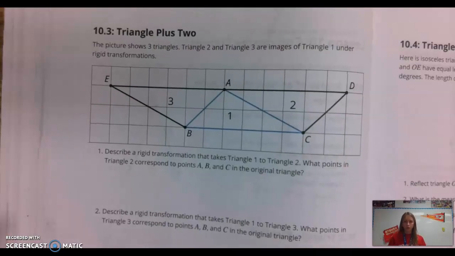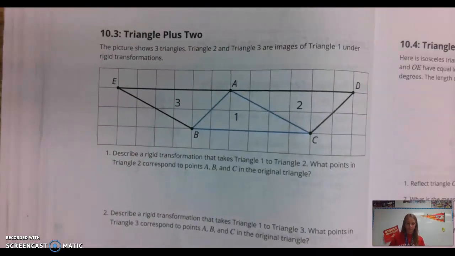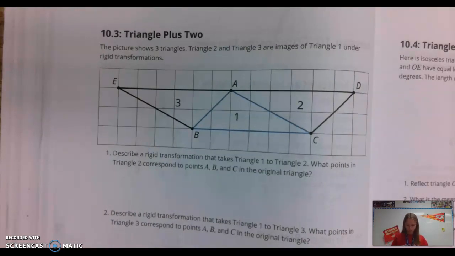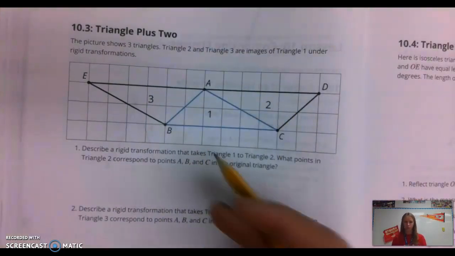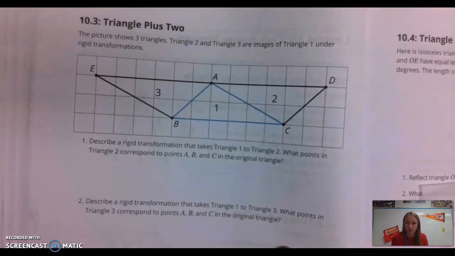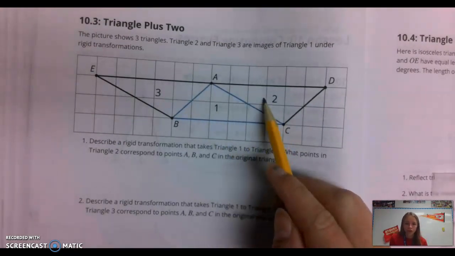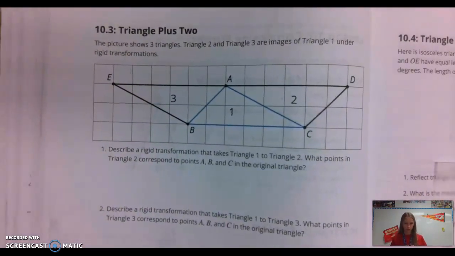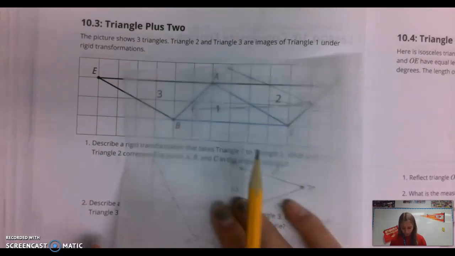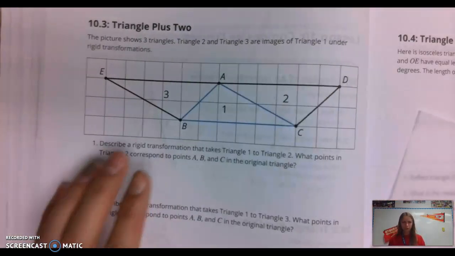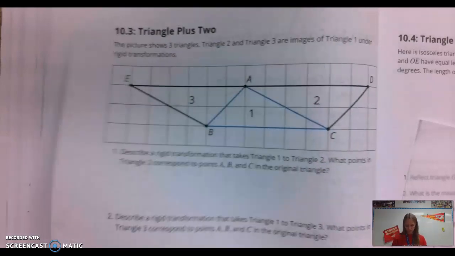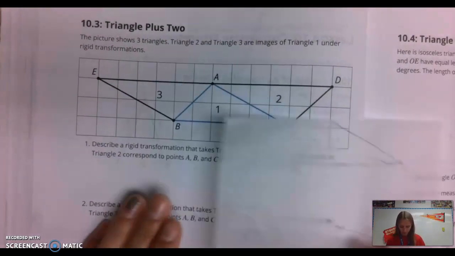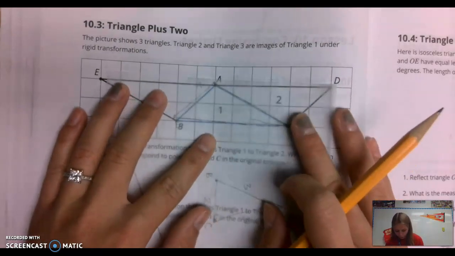Alright, now what we're going to do is some rotations and reflections and translations to get all of these triangles to each other. So we're just going to read what it says and we're going to do it. Okay, so it says describe a rigid transformation that takes triangle 1 to triangle 2. And then what corresponding points correspond to the original. Okay, so let's use the information that we just did in our last activity and do it on this one.